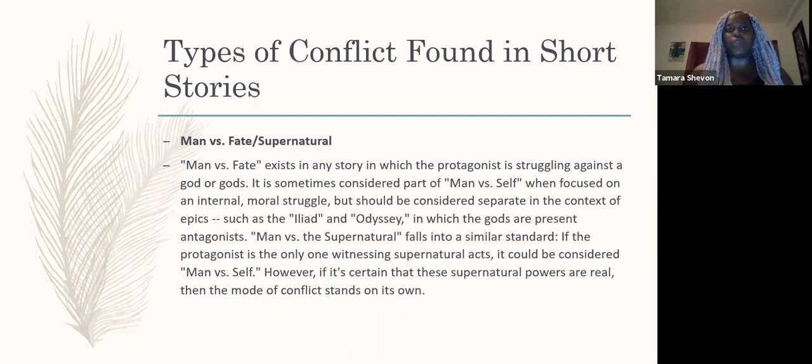Man versus fate or supernatural. Man versus fate exists in any story where the protagonist is struggling against a god or gods. It is sometimes considered a part of man versus self when focused on an internal moral struggle, and should be considered separate in the context of epics such as the Odyssey, where the gods are present antagonists. Basically, it's you versus external forces that you can't really control: gods, fate, serendipitous things, things that are out of your control.